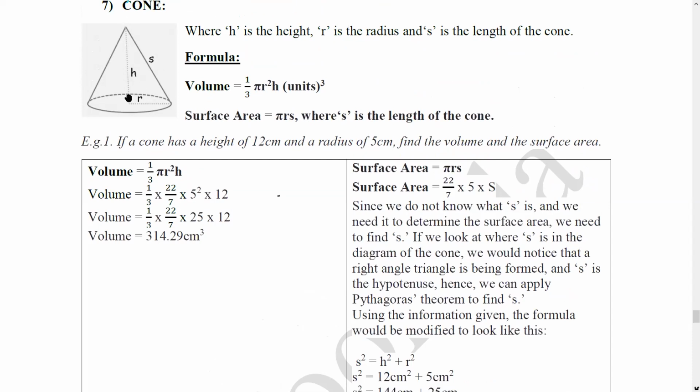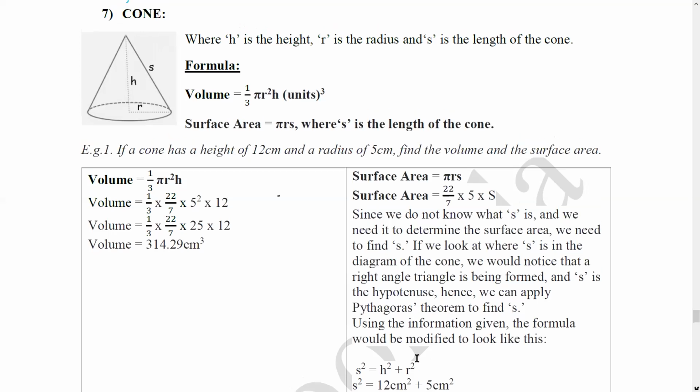And if you all notice, this is a right angle triangle. So s will therefore be the hypotenuse. We would notice that a right angle triangle is being formed and s is the hypotenuse. Hence, we can apply Pythagoras' theorem to find s using the information given. The formula would be modified to look like this. So we need to find s. So s squared is equal to h squared plus r squared.